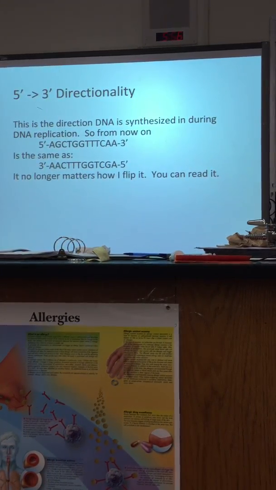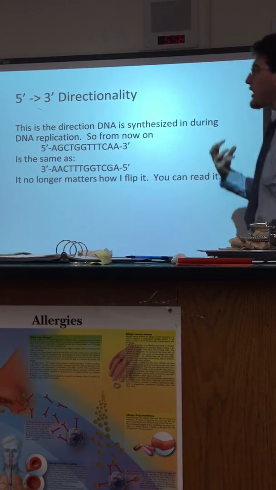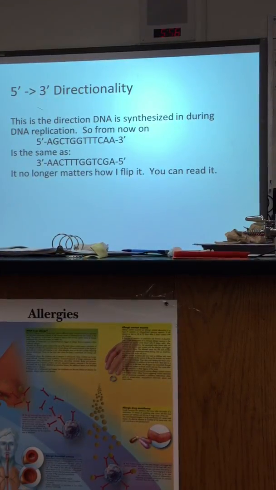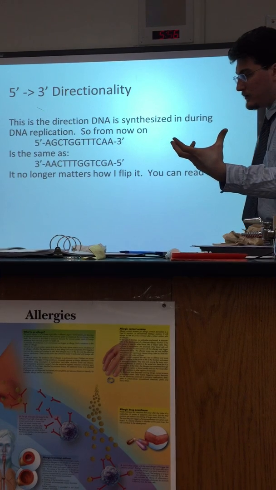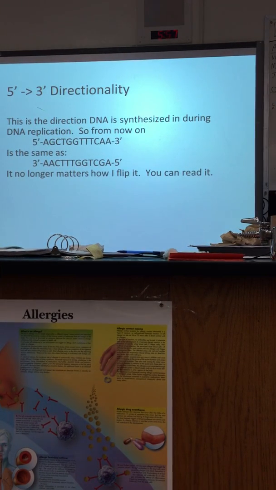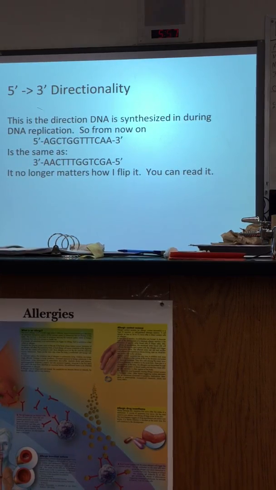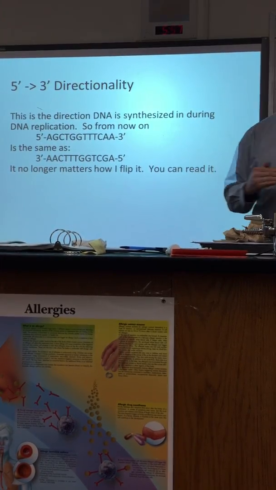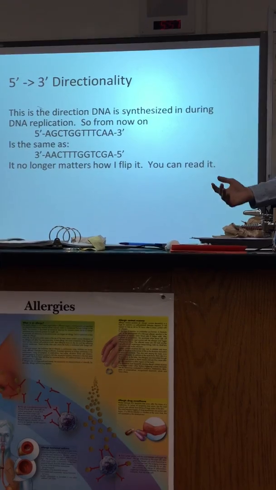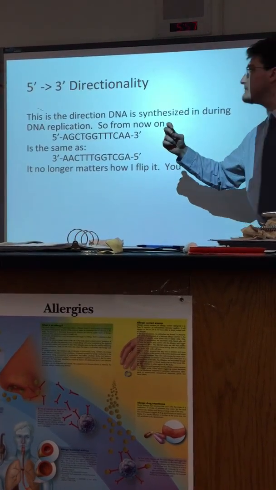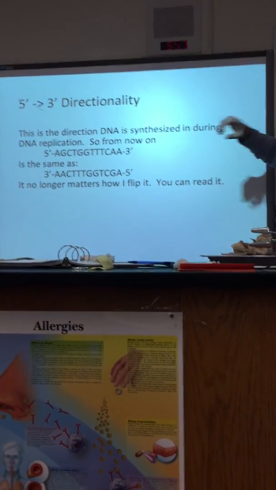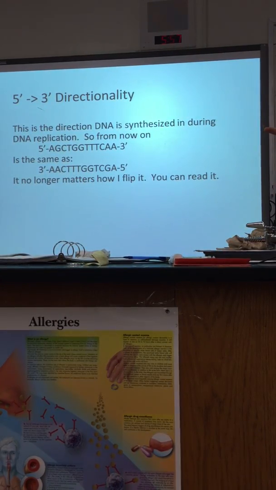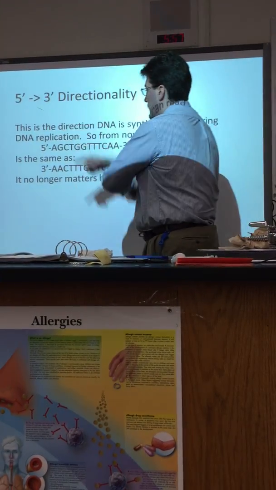This brings into question the idea of 5' to 3' directionality. Because phosphodiester bonds form between the 5' phosphate group and the 3' hydroxyl group. That is what they form between. So, because you are always getting that, you will have directionality in nucleic acids as they link up together, one to the next, to the next, to the next. And during DNA replication, you will always go from 5' to 3'. If I flipped it, it's the same.